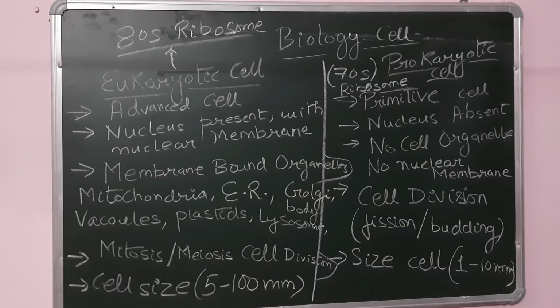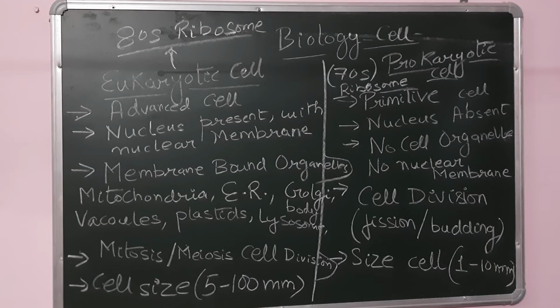it has 80S type ribosomes. Now, coming to the prokaryotes, they do not have any cell organelles, and they do not have a nuclear membrane bound nucleus. And what about DNA? DNA is present in the prokaryote as well as in the eukaryote, but the DNA is more compact and more organized in the eukaryotic cells.